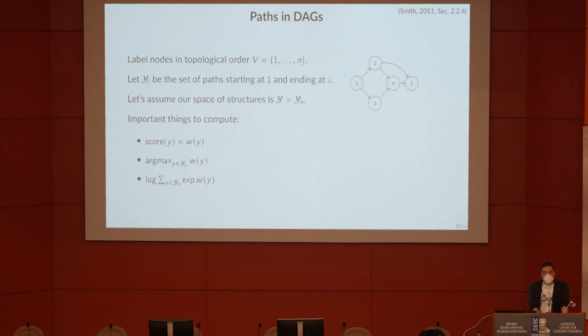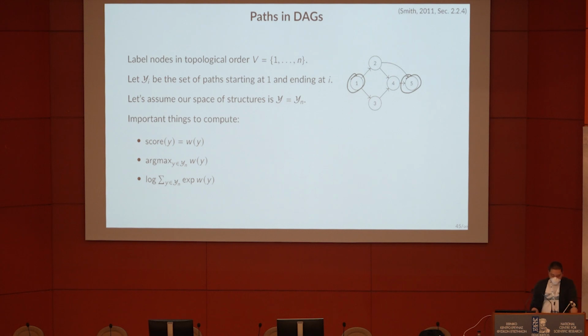Suppose we can formulate a structure prediction problem in the case where the space of structures that we are trying to optimize over is the set of paths Y_n. So in this case, from 1 to 5, right? We are going to develop algorithms to compute the score, the argmax, and the log sum exp. Suspend for a moment the question of how do we relate these paths in this graph with the structures that we're trying to predict. I will show you that after we develop the algorithms. Let's assume that that construction exists. We have a way to represent our structures as paths from 1 to n in this sort of DAG.